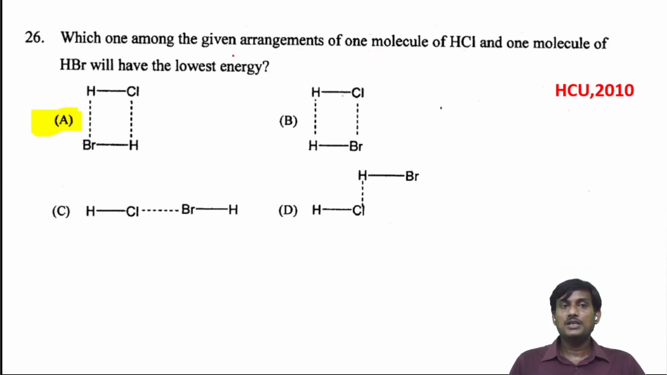Which one among the given arrangements of one molecule of HCl and one molecule of HBr will give the lowest energy? Okay, lowest energy here, HCl. Here the partial positive charge, partial negative charge.